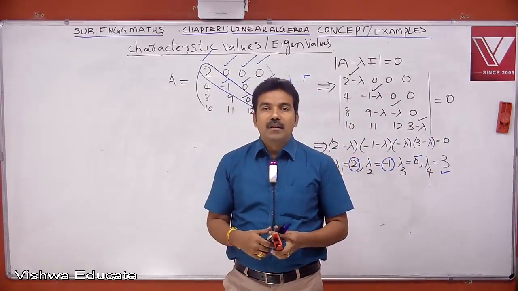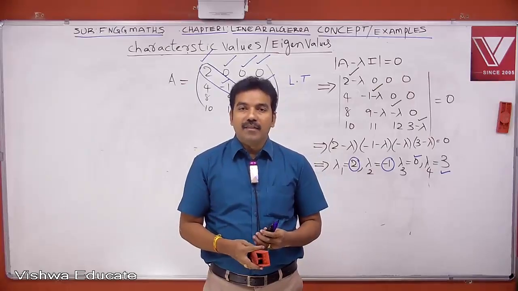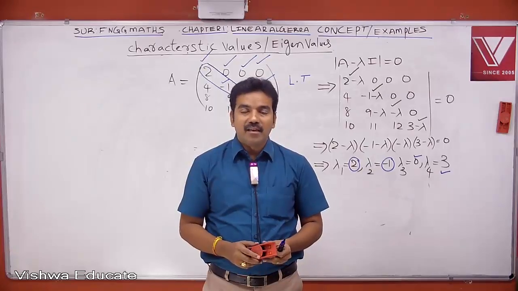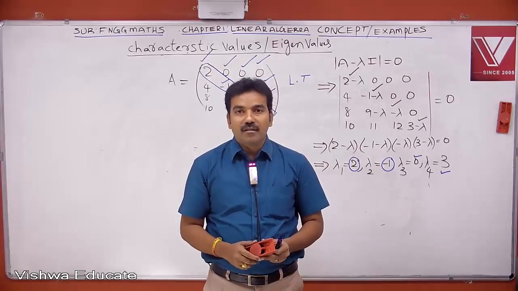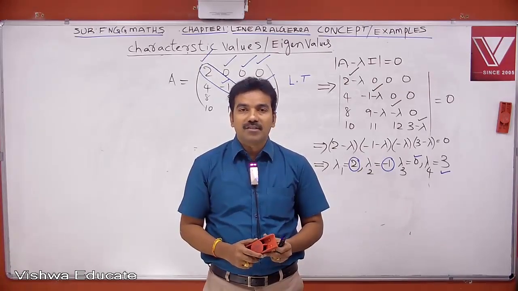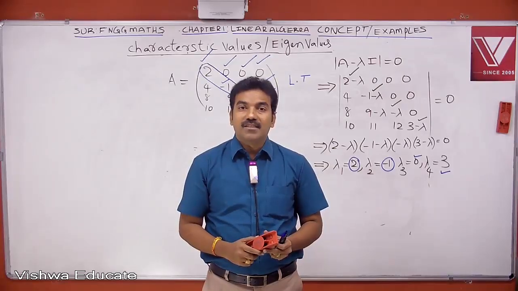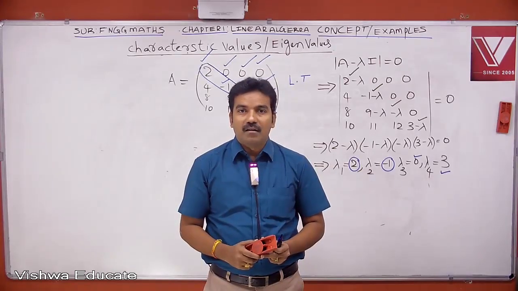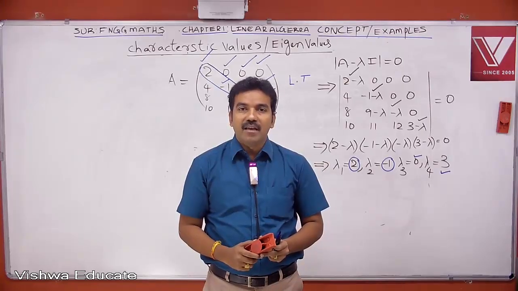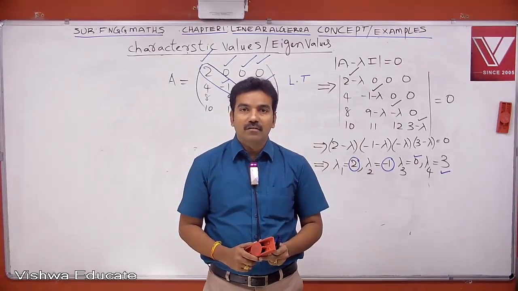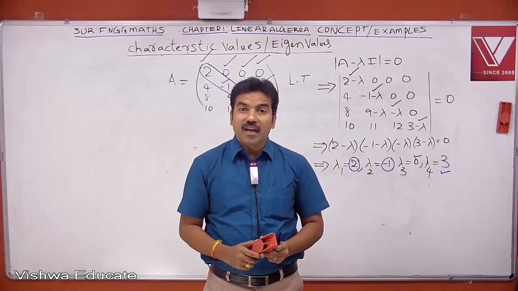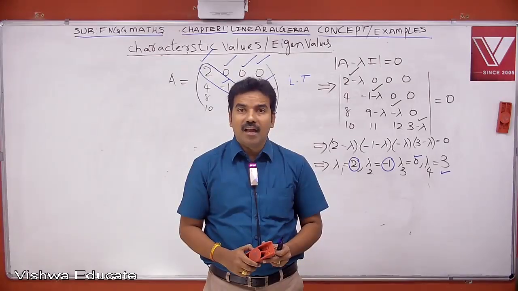Note, if A is either an upper triangular or a lower triangular matrix, then its eigenvalues are its diagonal elements. I am repeating once again, if A is either an upper triangular or a lower triangular matrix, then its eigenvalues are diagonal elements.